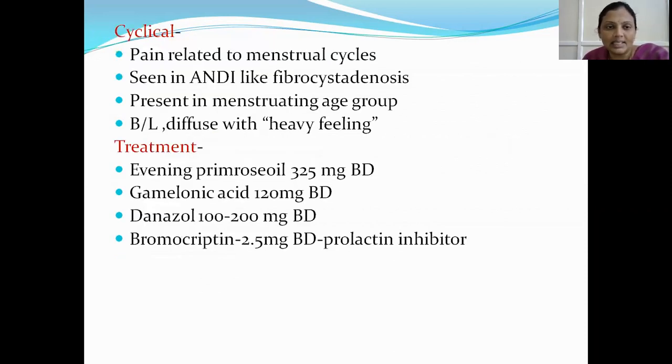Regarding cyclical mastalgia, the pain is related to menstrual cycles, seen in phenomena like fibrocystic adenosis, called cyclical mastalgia, present in the menstruating age group, a bilateral phenomenon, diffuse with a heavy feeling. Treatment: evening primrose oil at a dosage of 325 mg BD, gamolenic acid 120 mg BD, danazol 100 to 200 mg BD, bromocriptine 2.5 mg BD, which is a prolactin inhibitor.